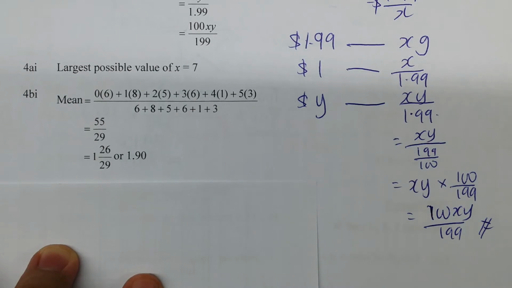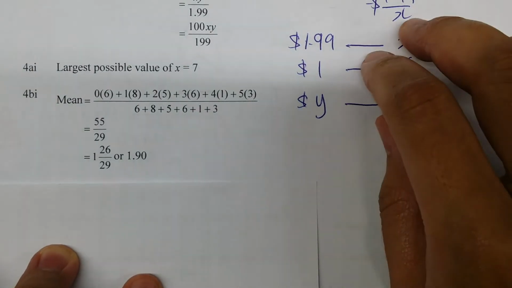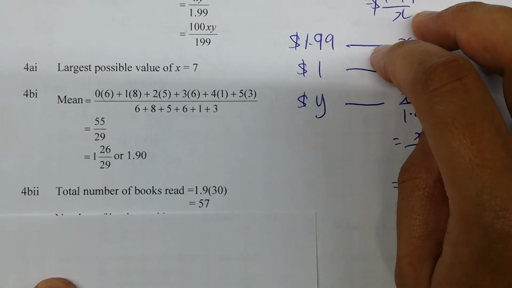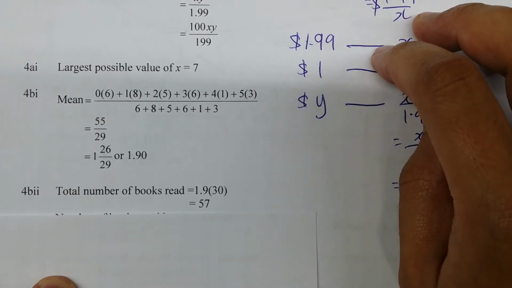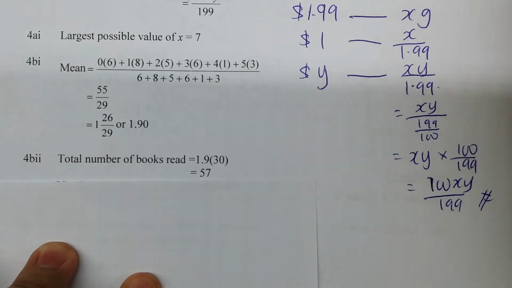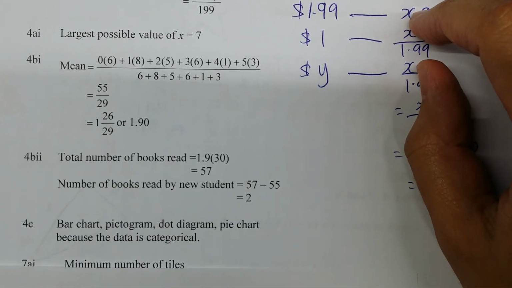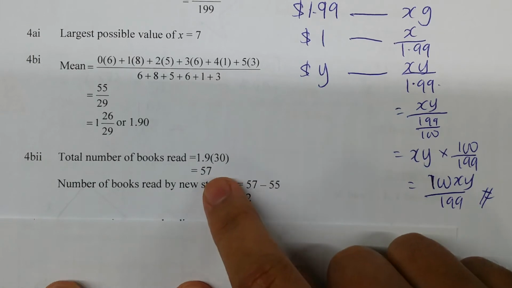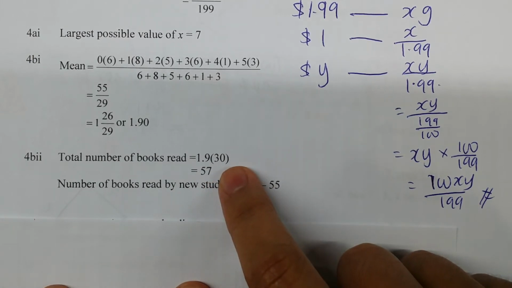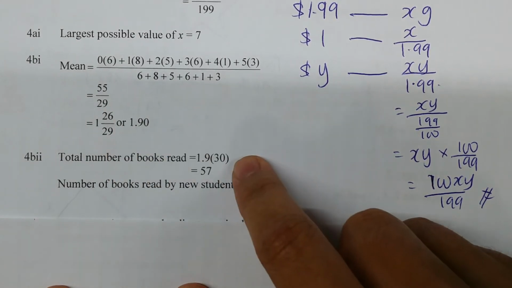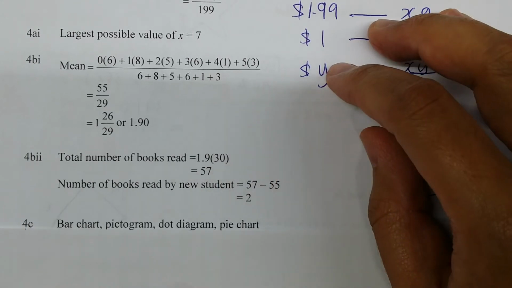Simple. Part B, find the mean number of books read by the class, given that x equals 6. Oh, sorry, I've done that. B part 2. A new student joined the class 1K and the new mean number of books read in April rose to 1.9. Find the number of books this student read in April. Total number of books read is 1.9 times 30. Makes sense because the mean is 1.9 and there are 30 students altogether. Because 29 students, at 1 we have 30. So total number of books is 57.